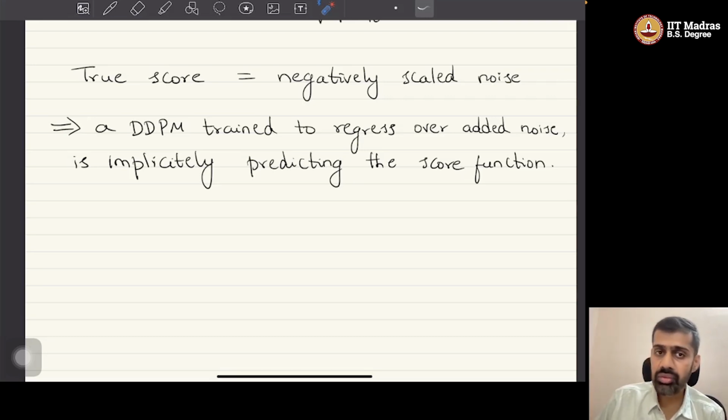Okay, this is a very important point, because when we have to convert our DDPMs for conditional sampling, we will be using this result, that we will be interpreting this DDPM or the neural network that we use for DDPM as a regressor over the score function, because it is easier to do it that way. So whenever I am saying that we are regressing over score function, we are implicitly regressing over the added noise and vice versa. So just have to keep that in mind.